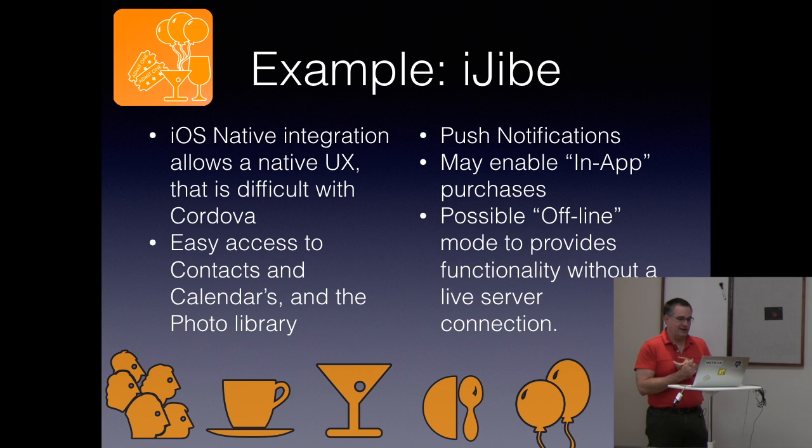So it has native integration, native UI that we found really difficult to do with Cordova. Easy access to context, calendars, photo library, and user permissions to do all of that. Full-on push notifications. It will be easy to enable in-app purchases if we need to do that. It should be relatively easy to do offline mode. So a lot of the things that I talked about as pros at the beginning were things that we really needed for this product, and that's one of the reasons we went here.